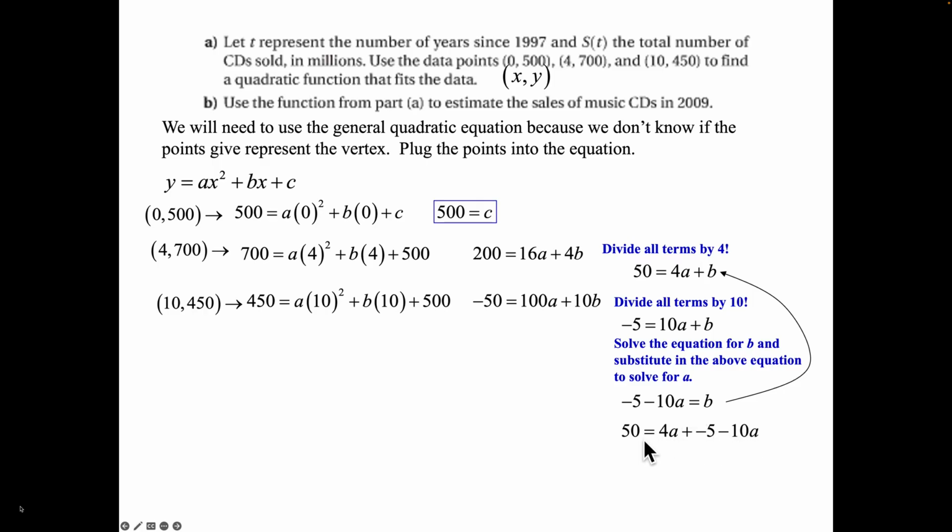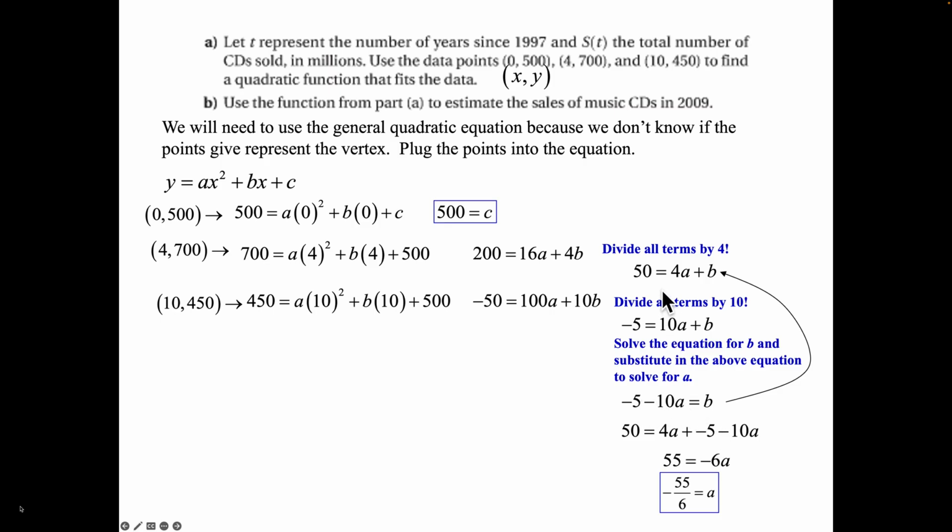So 50 equals 4a plus, okay, minus 5 minus 10a. Combine like terms, 4a minus 10a will be minus 6a. Add the 5 to the 50 makes it 55. Divide by negative 6. There's my a value. Not the best in the world, but it's based on my work. It's okay. It looks right.